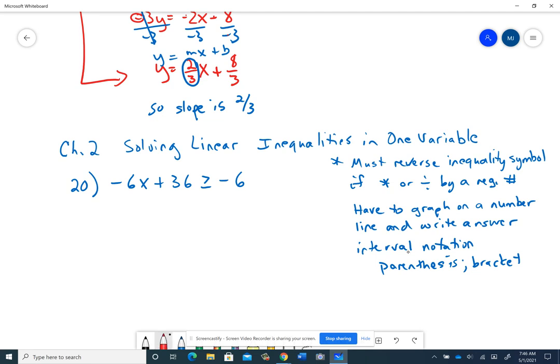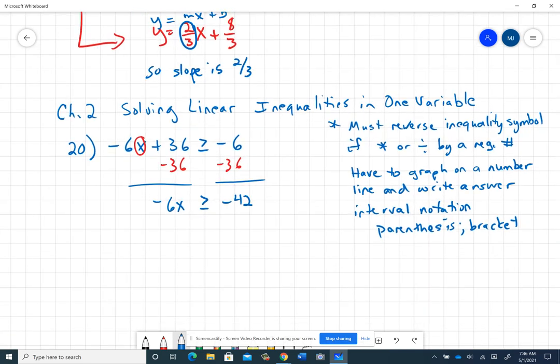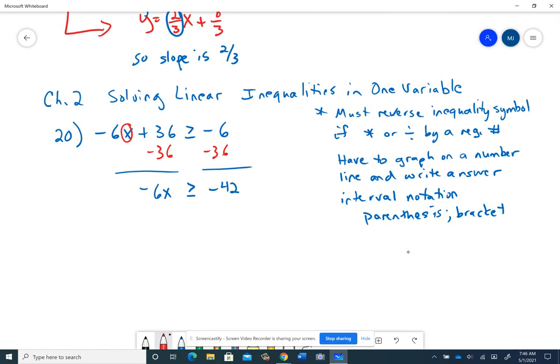The process for getting the x by itself here is going to be the same as with an equation. We're going to subtract 36. When you do, you're left with negative 6x on the left and negative 42 on the right, and you weren't dividing or multiplying by anything, so the inequality symbol continues to be greater than or equal to. But at this point, you need to divide by negative 6, so that's going to reverse that inequality symbol, and you're going to have x is less than or equal to 7.